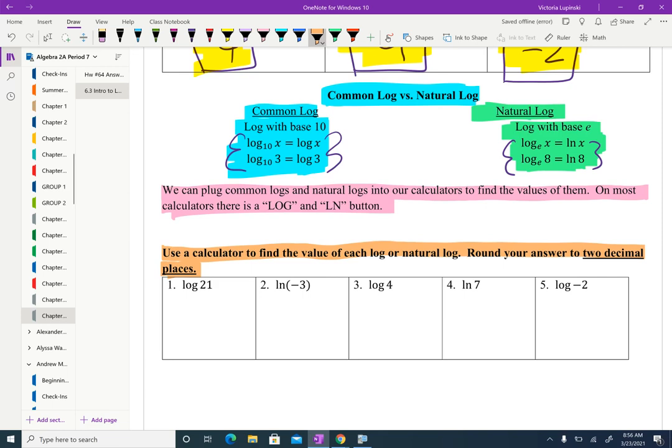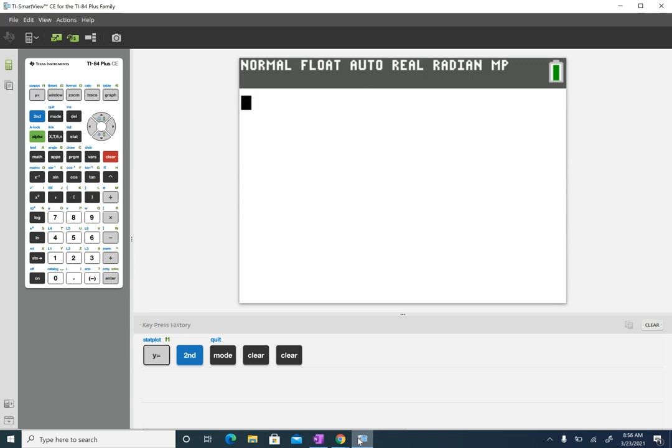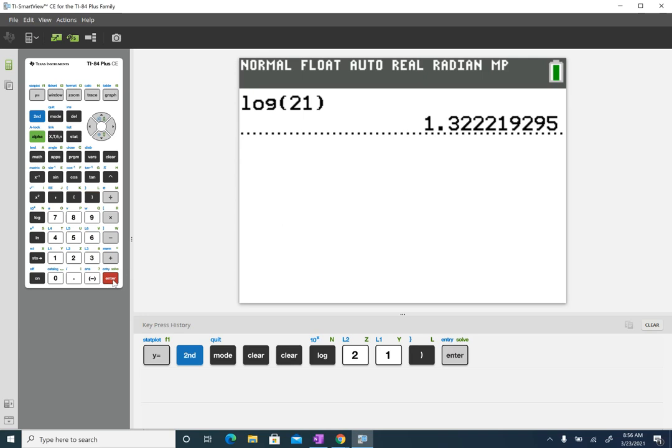I'm going to show you how to do this on my calculator, and then you can follow along. As I pull up my calculator here, notice I'm on the home screen. For the log of 21, the log button is located on the left-hand side near the bottom half. If you press it, it automatically opens a parenthesis for you, so make sure that you close it. Your calculator is smart enough to know that that is the common log, so it's base 10. If you say the log of 21, it's going to give you the answer. Write on your paper, rounded to 2 decimal places, 1.32.